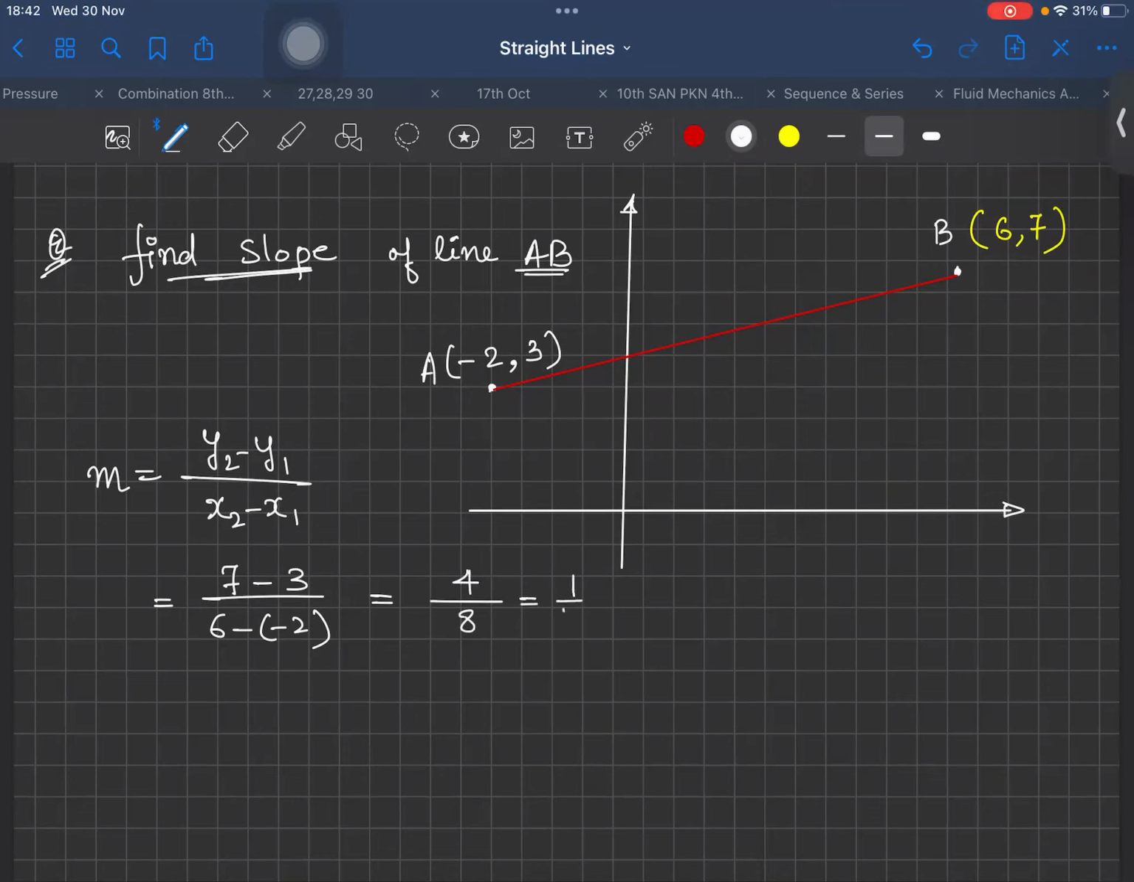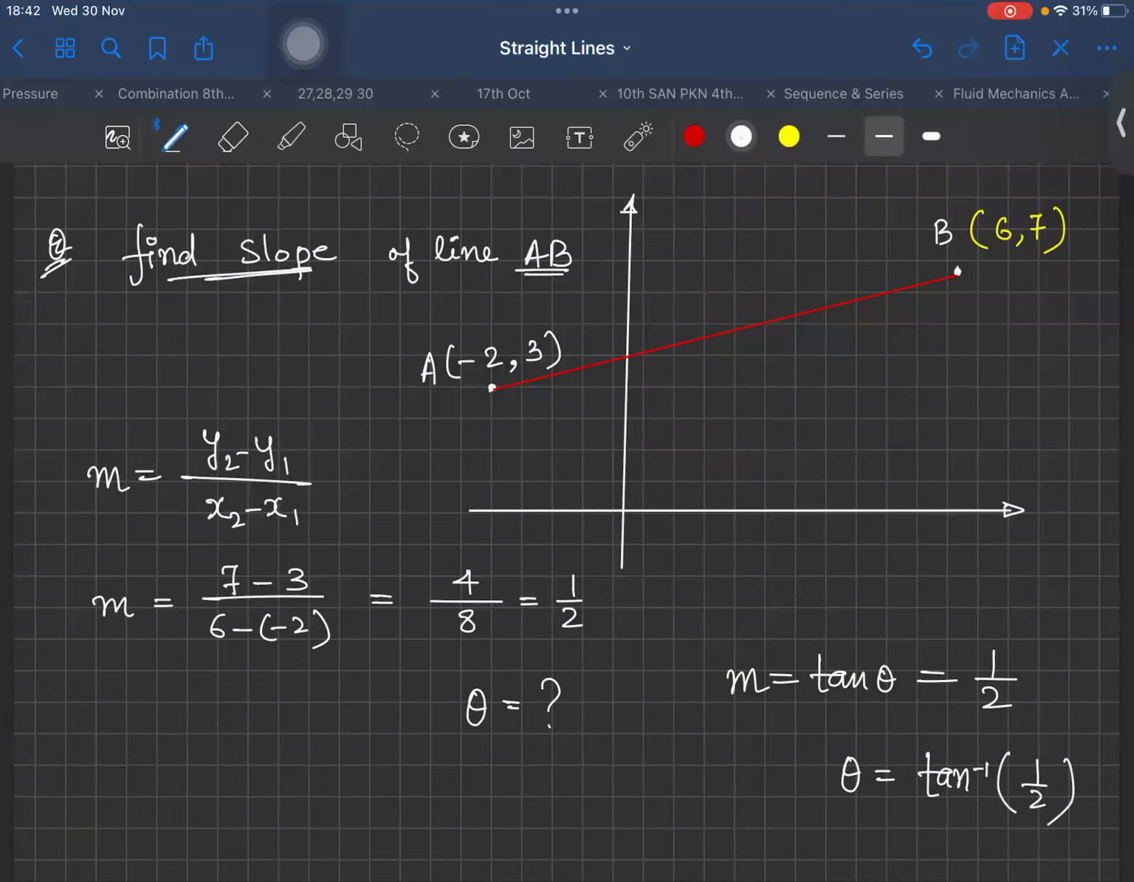Now, what is the value of theta? Theta is what? See, m is also equal to tan theta, right? And this value we have got half. So theta will be equal to how much? When is tan theta half? We don't know, right? We exactly don't have any angle for it. So just write tan inverse 1 by 2. That's it. Okay. Got it? See, this is inverse trigonometric function, which you are going to study in your 12th standard, not here.